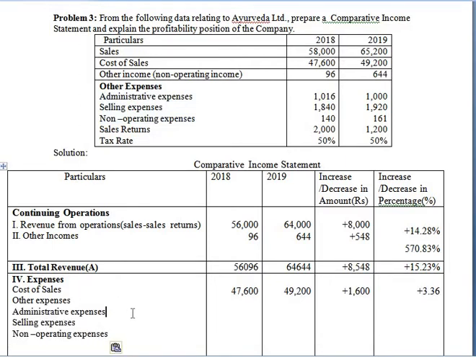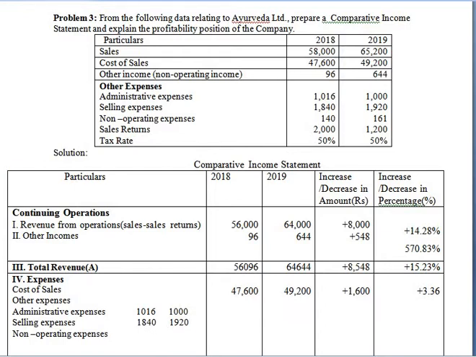Okay. Now, what is the amount of administrative expenses for the year 2018 is 1016. Okay, and for 2019 it is how much? 1000. Okay, and what about selling? Next one is selling expenses. Selling expenses for 2018 how much? 1840, and for 2019 it is how much? 1920. Okay, next non-operating expenses.